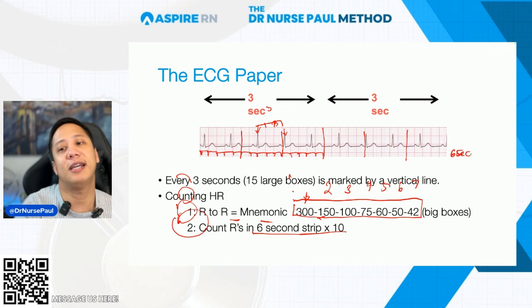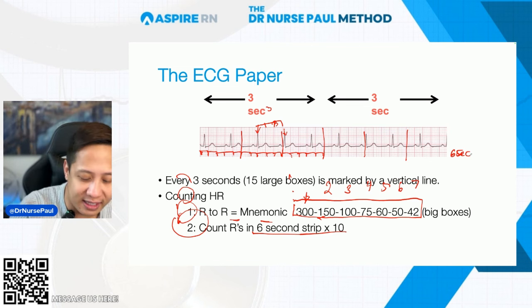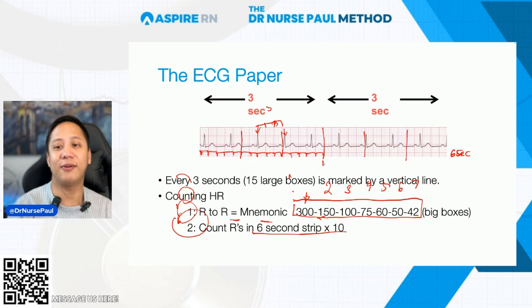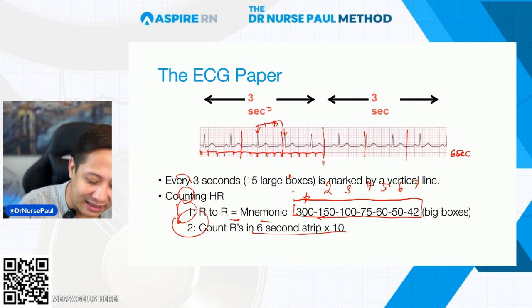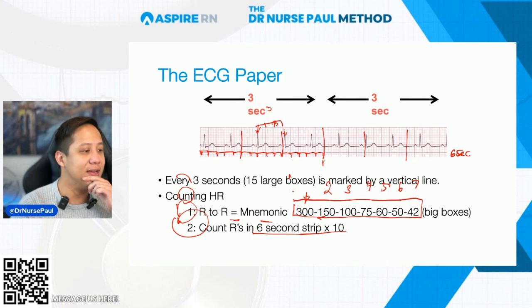Yes or no? Is this a 6-second strip? Yes or no? Here's another technique. In your actual EKG, every 3 seconds, you see a line at the bottom, right? You see a little black line at the bottom. That's called your 3-second marker. You agree? Yes or no?